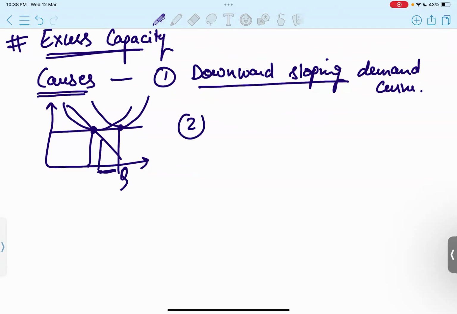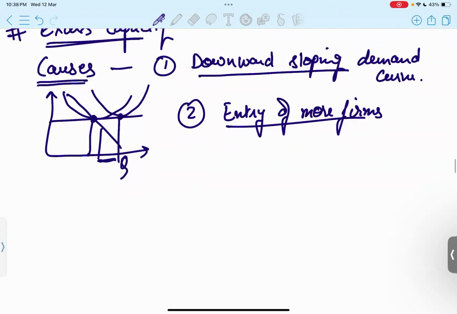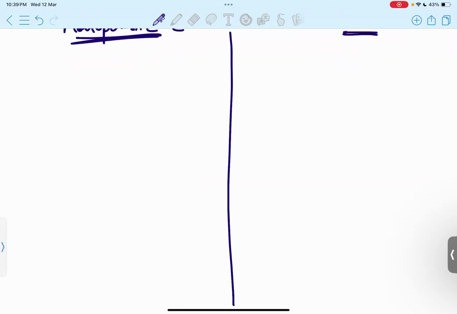And the second is the entry of more firms in the short run, which again leads to a decline in the share of each firm. And when the share declines, the demand curve shifts downward. Because of that downward shift, and tangency happening at this lower section, within the falling section of the long run average cost curve, the excess capacity is generated. So these are the two reasons behind the occurrence of excess capacity. Now we can have a short comparison of monopolistic competition and perfect competition, about the conditions and the outcomes after the analysis that we have done.